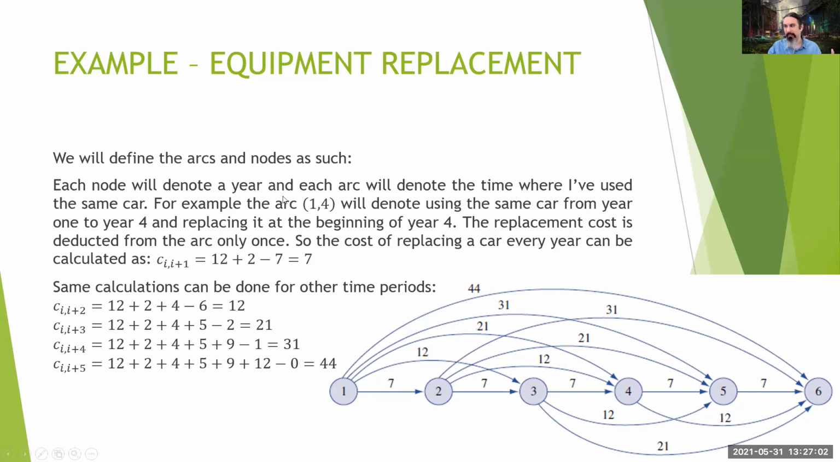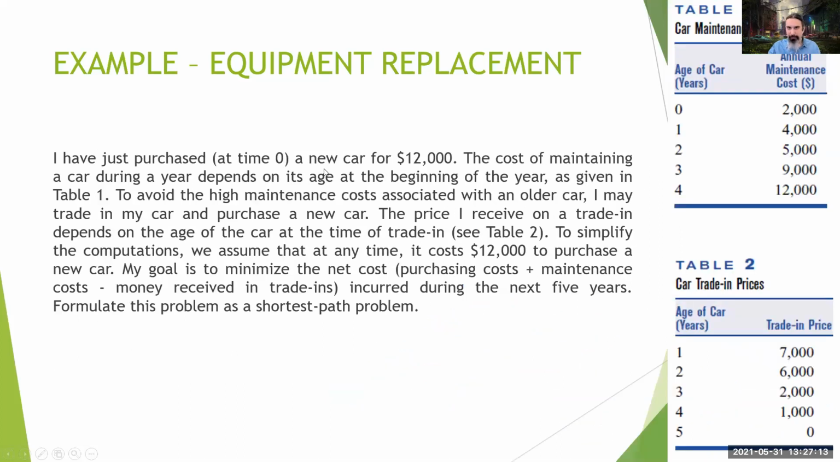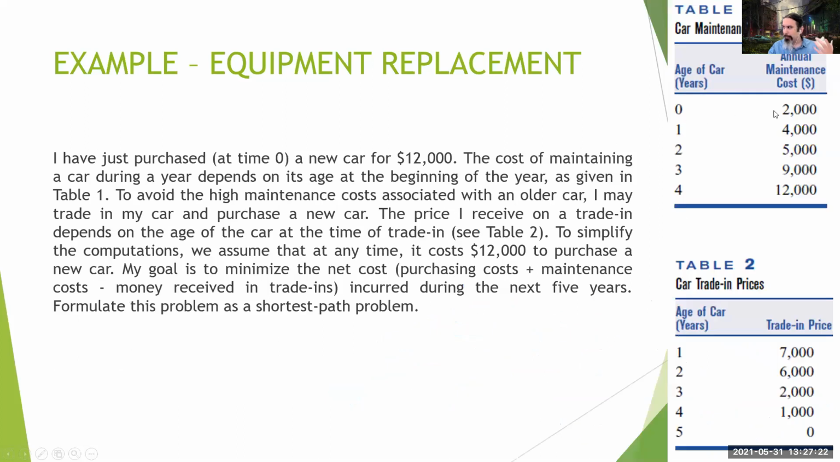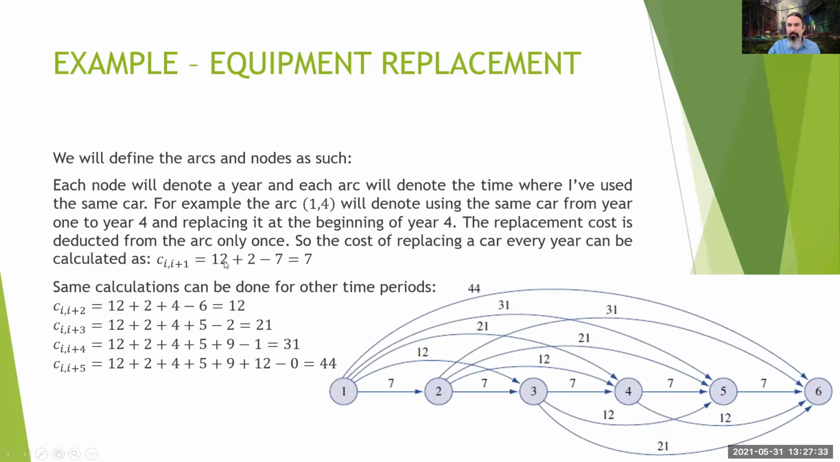Okay, how can I calculate this? Let's start with the simple stuff. For example, if I use it for just 1 year and replace it. Okay, let's go back. If I use it for 1 year, I'm going to buy a new car at $12,000 at that year. And then I will have to pay the maintenance for 1 year, because the age of the car is 0. All right, and then I will sell it for 7. So 12 buying the car, 2 the maintenance cost, minus 7 what I'm selling it for, and this is 7 the cost. The real cost is 7 for 1 year.